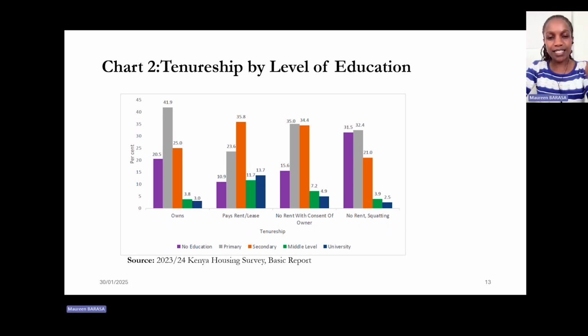And this data, tenureship by education level, just shows that the Kenya National Bureau of Statistics recognizes employment and income as a key thing in the housing market demand. So for demand and supply to occur, there has to be a mode of earning income, and also the income itself. And yeah, other factors also play in the housing market demand.